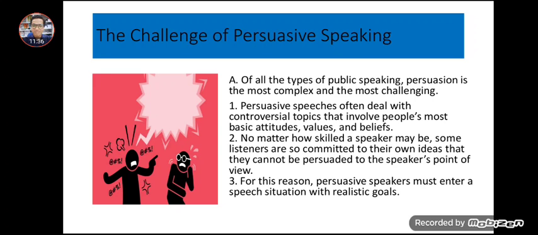For instance, a da'i, if he or she tries to deliver a da'wah message, okay, to a group of people who ignore something related to our religion. For example, maybe you try to go to a group of women who didn't wear hijab. It is not as simple as you think when you want them to wear hijab right after your speech. So don't put high aims, but please put realistic goals.